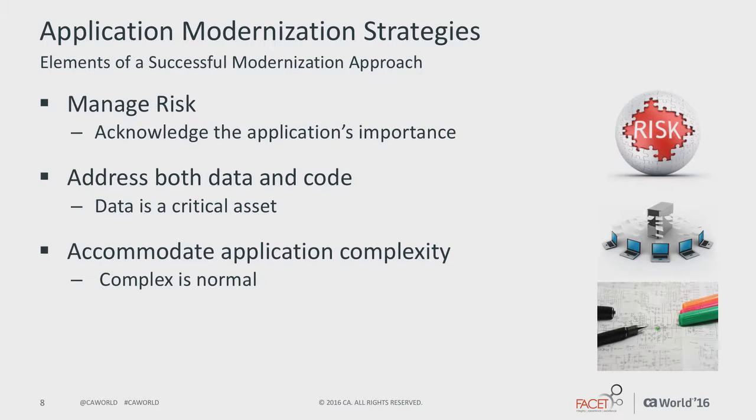Strategies around modernization. The elements of these approaches that are successful mean you have to manage risk. You have to acknowledge that the application itself is important. You have to deal with everything. You can't just say, well, we'll pick up the code and we'll leave the data. We have to deal with the whole solution because data is critical as well. You have to accept that complex is normal. These aren't simple systems. If they were simple systems, somebody would have fixed them before.